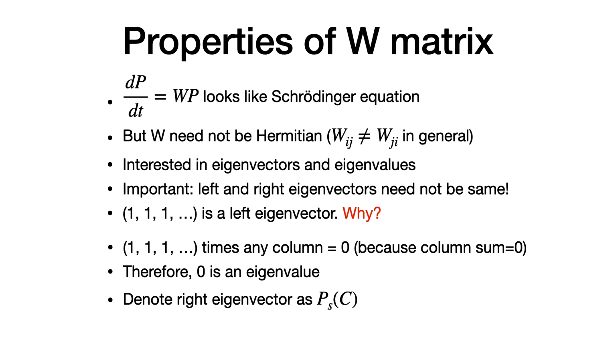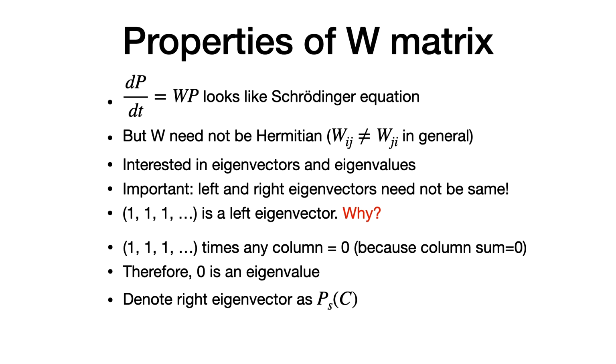Now, the right eigenvector you do not know. The right eigenvector is not 1 1 1 transpose, it is not that. So we will call it PS of C. Just to fix some notation, I will call it the probability of C with a subscript S.